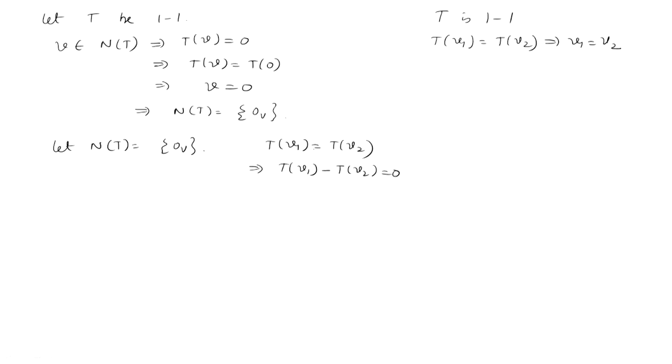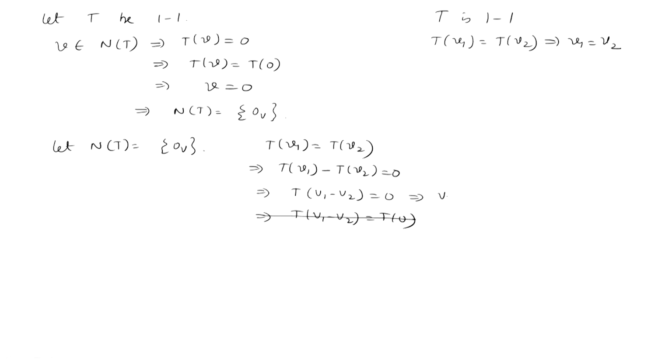You can add the additive inverse of T of V2 to both sides. Now we know that this is equal to T of (V1 minus V2) equal to 0. This implies T of (V1 minus V2) equals T of 0. Okay, anyway, this is not required. Now, T of (V1 minus V2) equals 0.